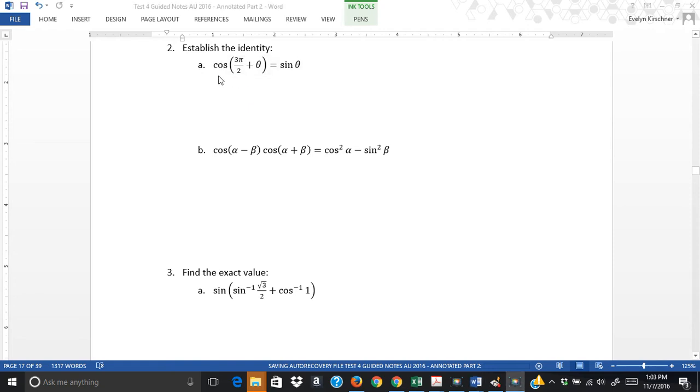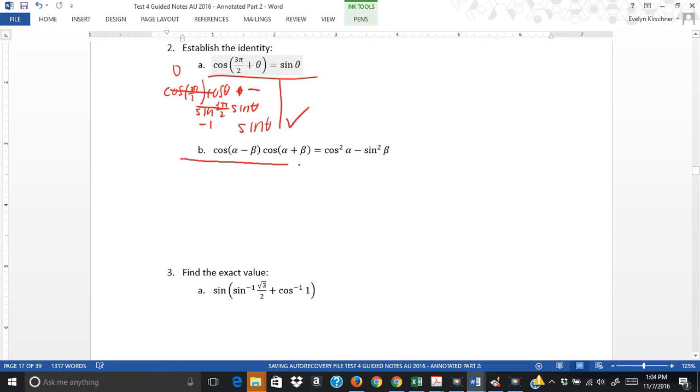I want to establish the identity here. So I am going to rewrite this as cosine of 3 pi over 2 cosine theta plus sine 3 pi over 2 sine theta. Well, cosine 3 pi over 2 is 0. Oh, sorry, minus, because of the plus here. This is -1, so it becomes just minus negative sine theta, which is sine theta, so that works.